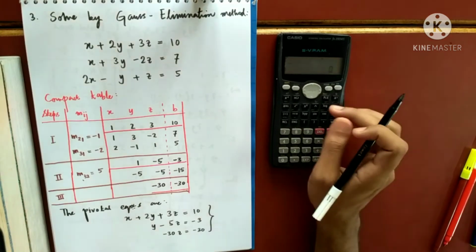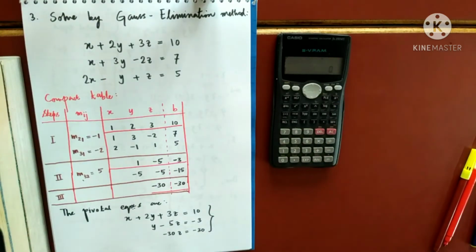Now you see, we have done the same process but in a more compact form. So I will ask you to do it this way. If you do it this way, your process will give you the answer fast, rapidly, because we don't have to write x, y, z so many times.